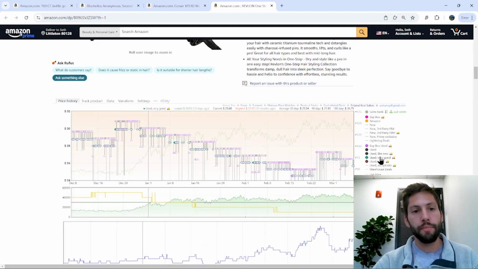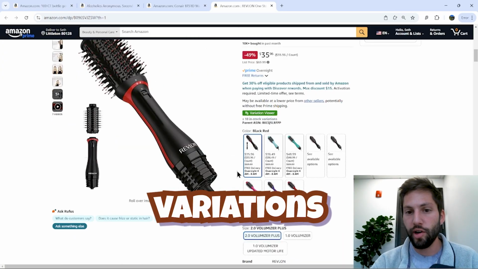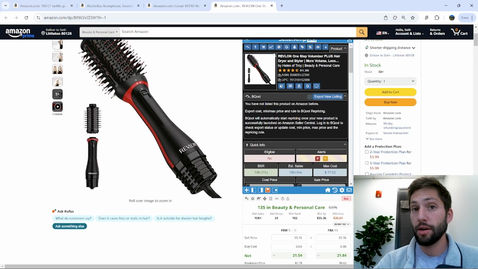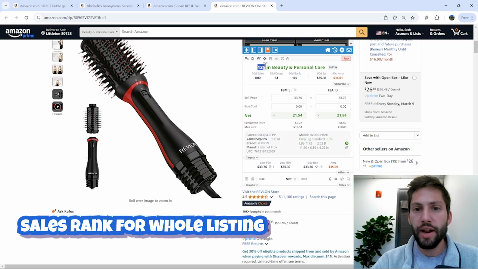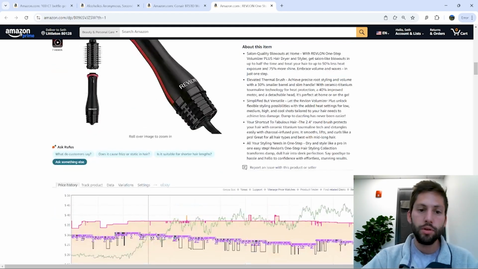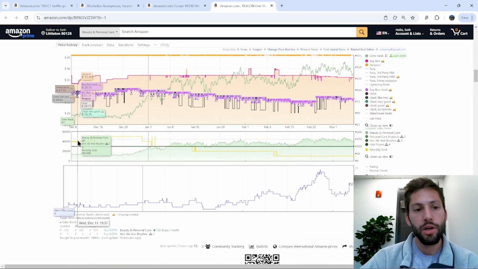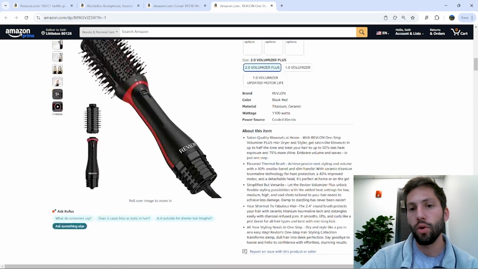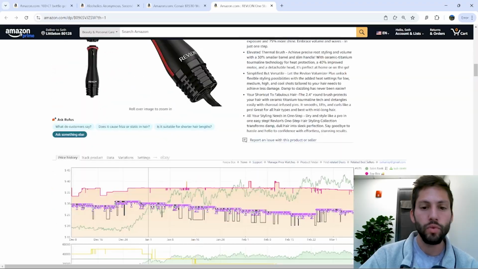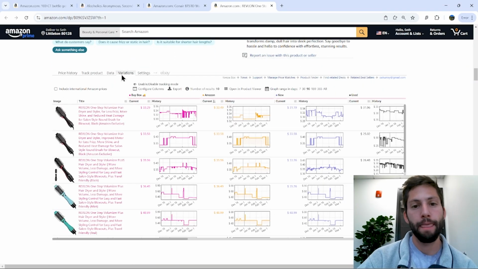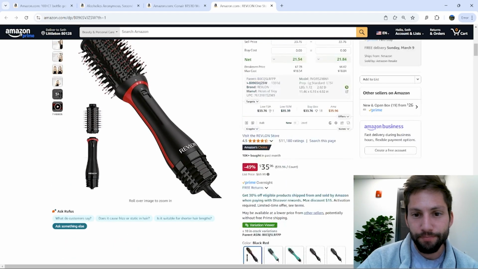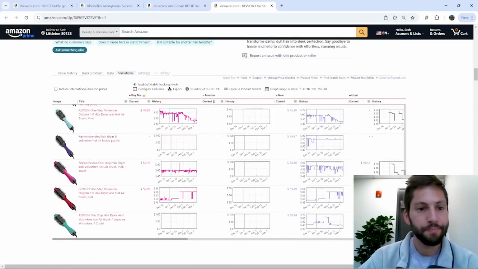Another thing we can take a look at is the variations. We see that this listing has variations, and so another thing to take a look at when understanding demand on a listing like this is that this sales rank is for the whole listing, including all of these items here. So what I was saying about this monthly sold is going to apply to the whole listing. So if we want to know how much this listing gets, this is the black red. And we can go to variations, and we can go to, where is the black red? Which one are we on? Oh, it's black. Okay. Yep, so that one.